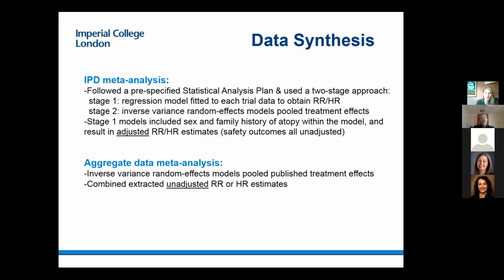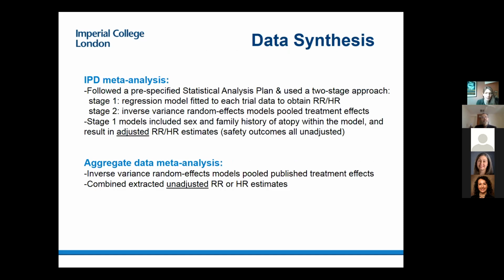Now, for data synthesis, in the IPD analysis, we followed a pre-specified SAP and adopted a 2-stage approach to the analysis. Now, what this means is for each separate trial and outcome, we first calculated the effect of interest using the exact same regression model across the trials. This gave us consistent relative risk or hazard ratio estimates. Then in stage 2, inverse variance random effects models were used to obtain the pooled treatment effect.